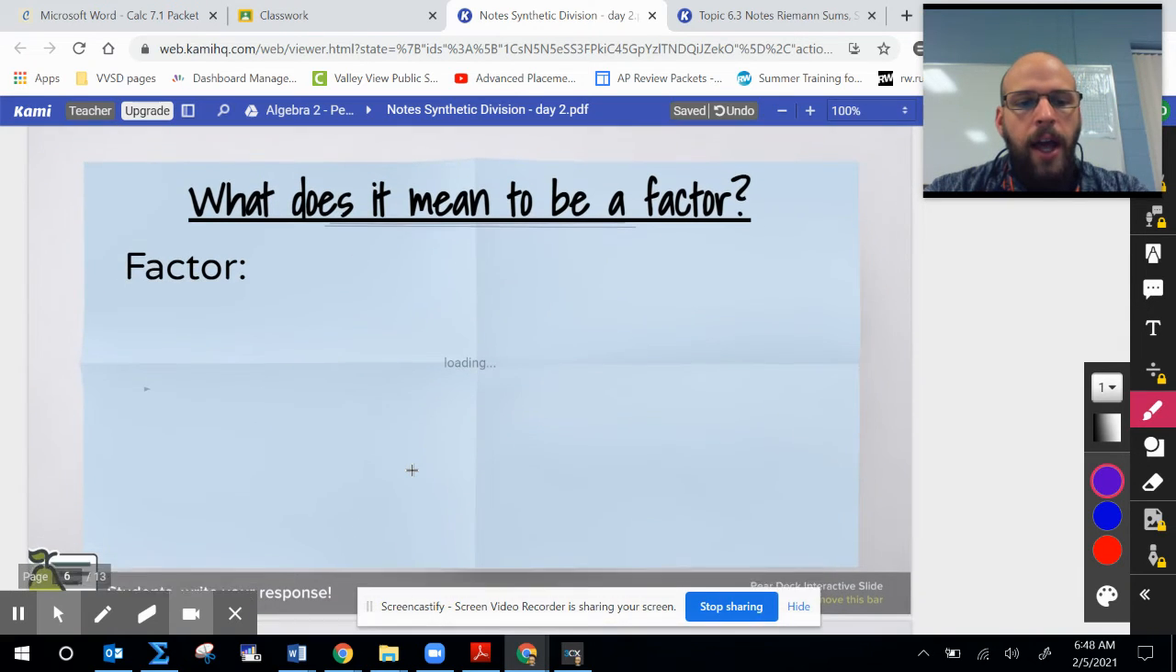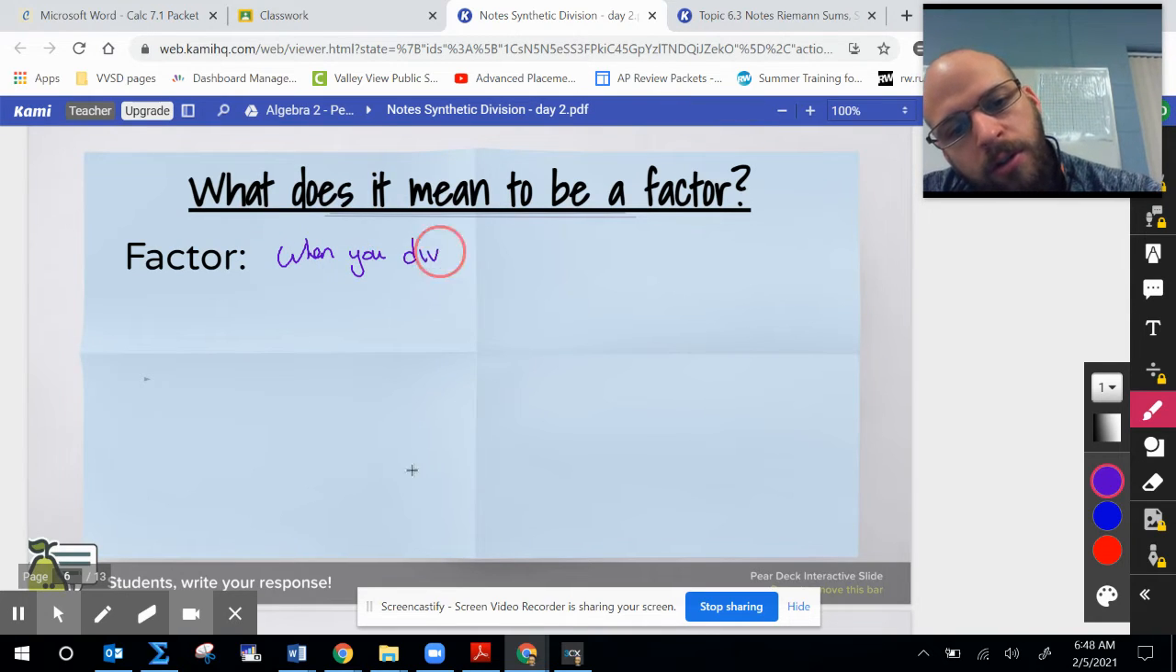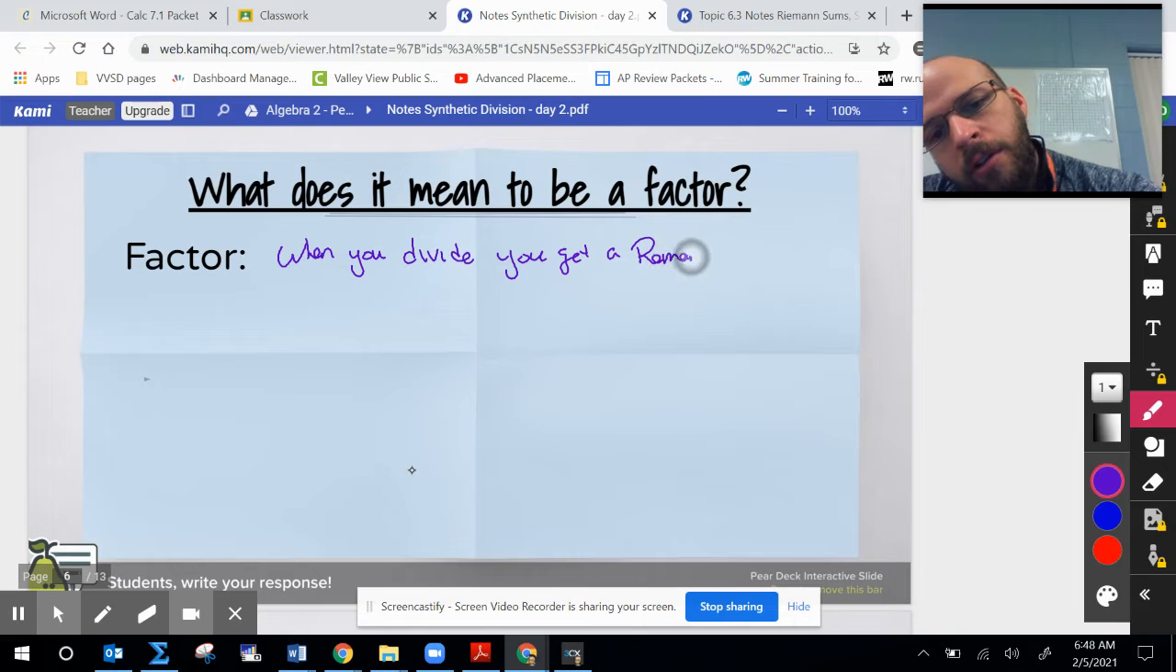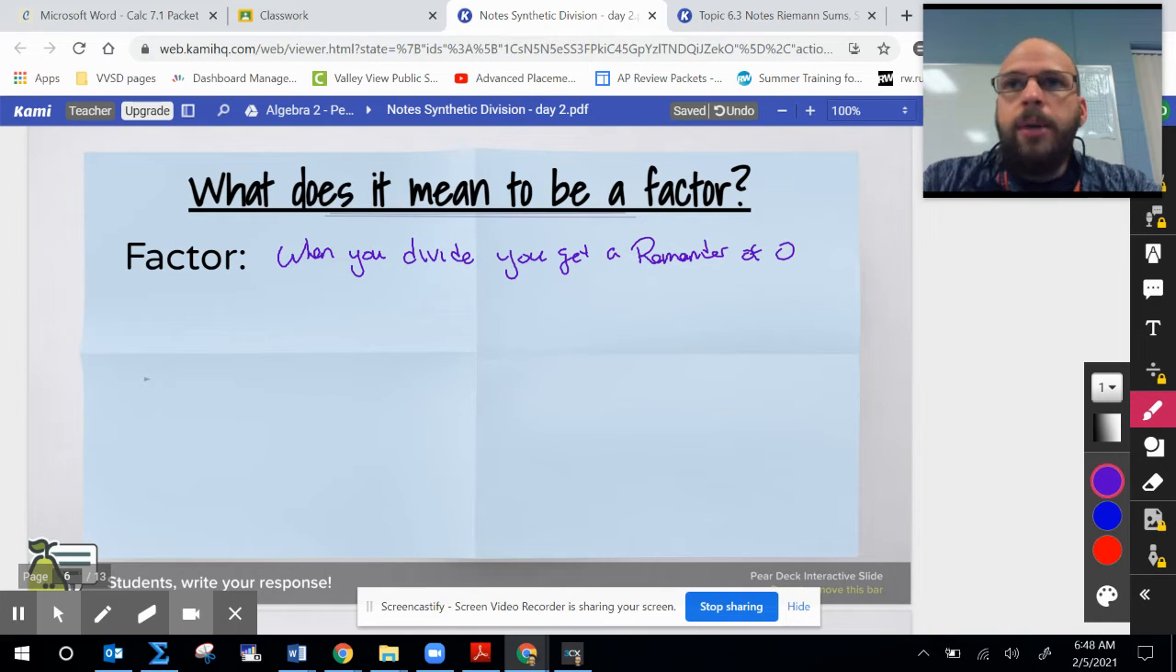Okay, so a factor is when you divide and you get a remainder of 0, right? So if you divide 30 by 3, you get 10. No remainder, it's just 10. So therefore, 3 is a factor of 30, right?